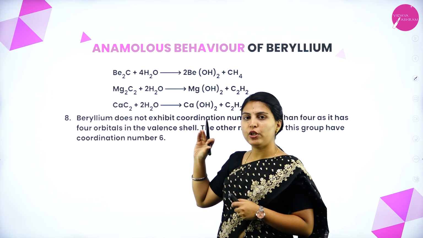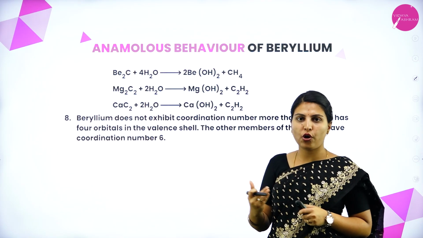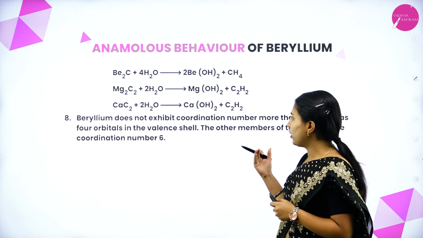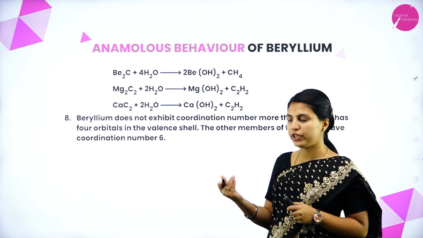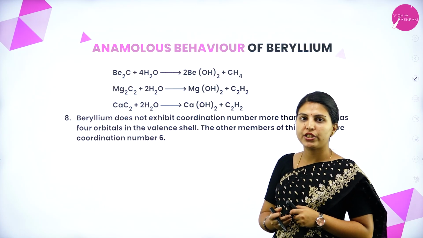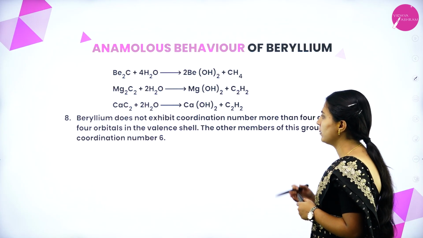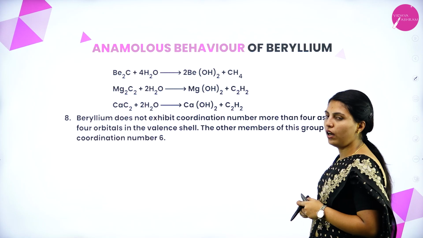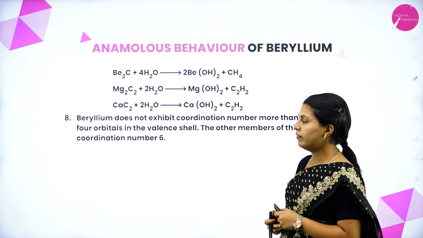Here the beryllium will not form more than 4 coordination number because it does not have more than 4 orbitals in the shell, but other alkaline earth metals will form 6 coordination number. This is another anomalous property of beryllium.